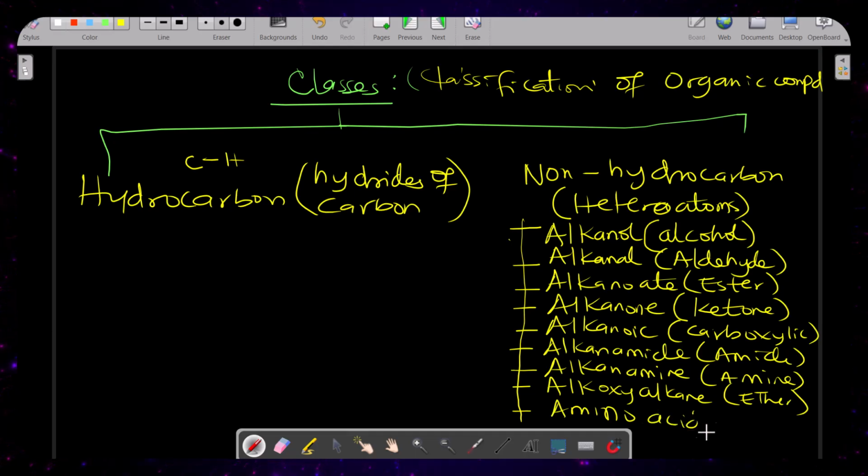Out of all these things that I've listed out now, which amongst them can you easily identify? The first one is alkanol. What is the formula for alkanol? Because you are expected to know the formula of all these things.